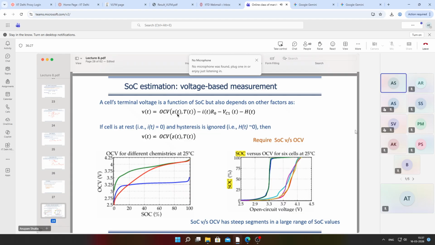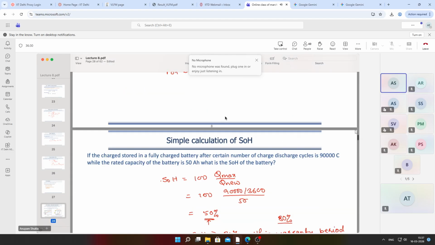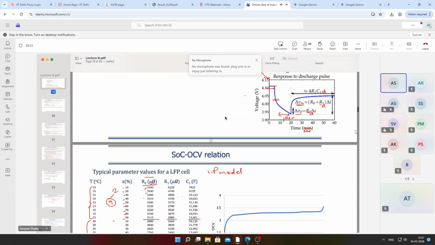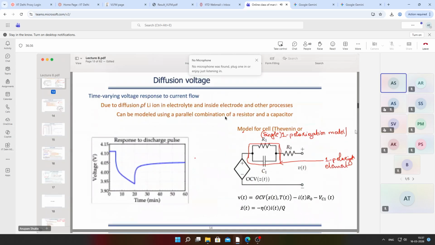Okay, just so that you can recall it, let me go back to that slide. So when we were doing this equivalent circuit model, this is the model that we said is more commonly used in embedded systems. You have an open circuit element, a single polarization element, which is a parallel combination of a resistor and a capacitor, and then an equivalent series resistance, an ohmic resistance. You get an equation that relates the terminal voltage to OCV, the current flowing, the equivalent series resistance, and the voltage drop across the polarization element.